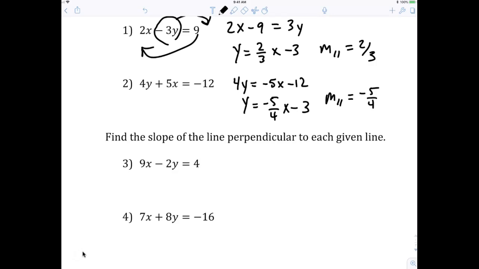Yes, sir. Yeah, you're trying to isolate the y, remember? And you find the slope. Because we're talking about parallel, the slopes are the same. All right, let's take a look now.